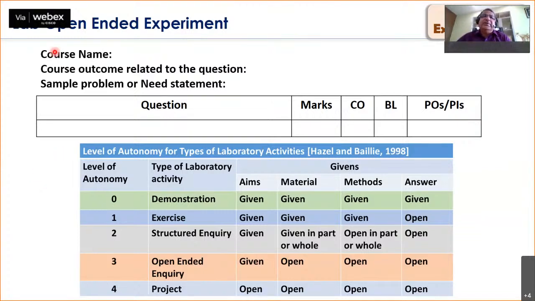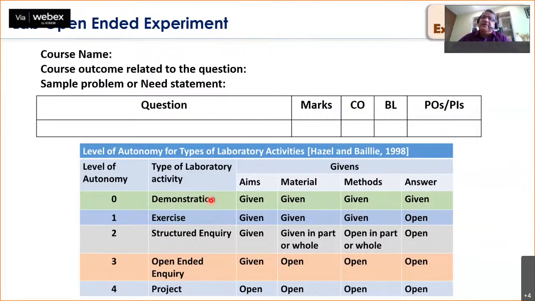People who are not aware of what is meant by a lab open-ended experiment, I will explain briefly. There was one published paper by Hazel and Bailey. They are from England. They said, if the aim is given, apparatus is given, procedure is given, they call apparatus material, procedure they call method, and the result they call answer. Okay. If all are given, then it is called a demonstration type of experiment.